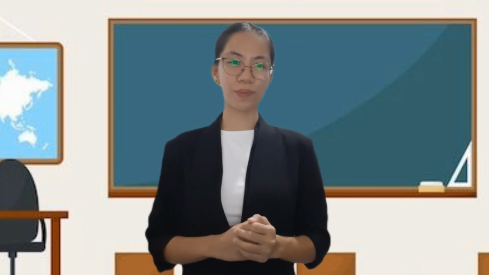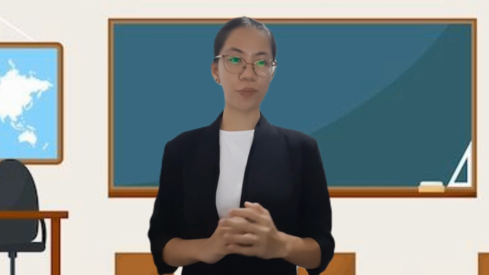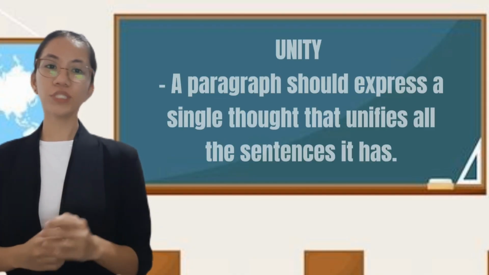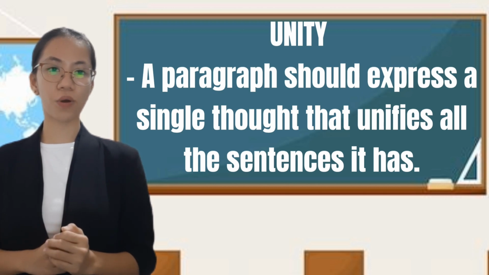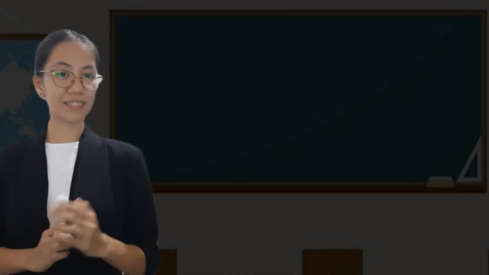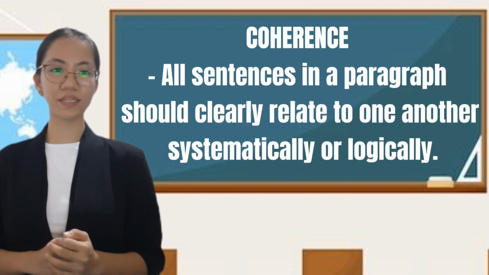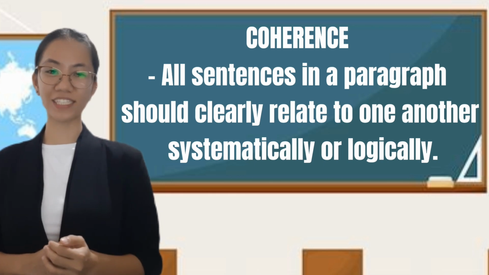Now that you know more about paragraphs and its parts, let us find out next how to compose a paragraph effectively. A good paragraph possesses the following: unity, coherence, and adequate development. So what is unity? Unity is that a paragraph should express a single thought that unifies all the sentences it has. Second, coherence. Coherence is that all sentences in a paragraph should clearly relate to one another systematically and logically.